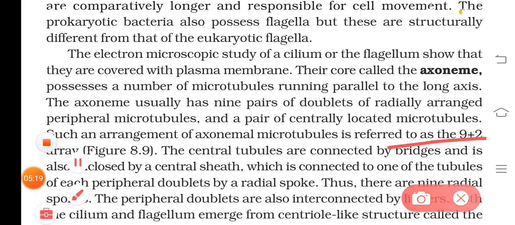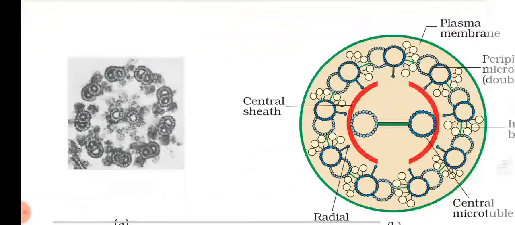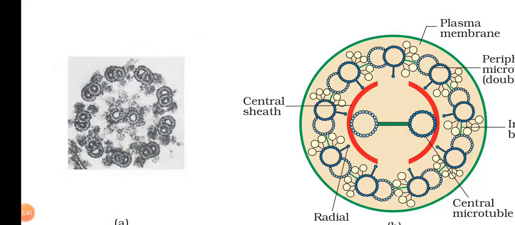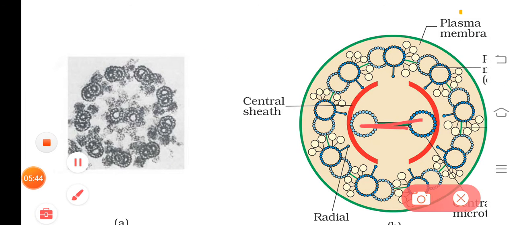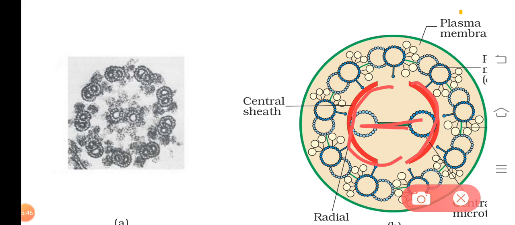This arrangement of microtubules is referred to as the 9 plus 2 arrangement. This is the typical structure of a eukaryotic cilium or flagellum. You can see that the central tubules are connected by a bridge. Some structure connects these two central microtubules, and there will be a sheath that covers the central tubules.